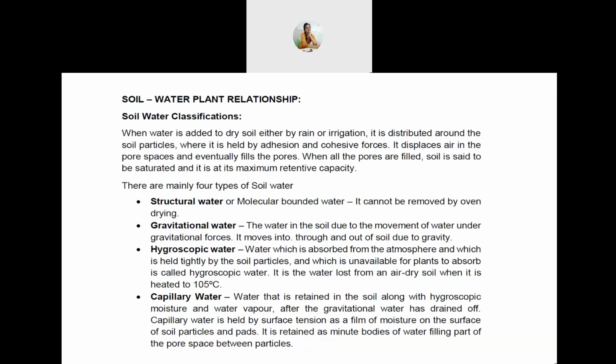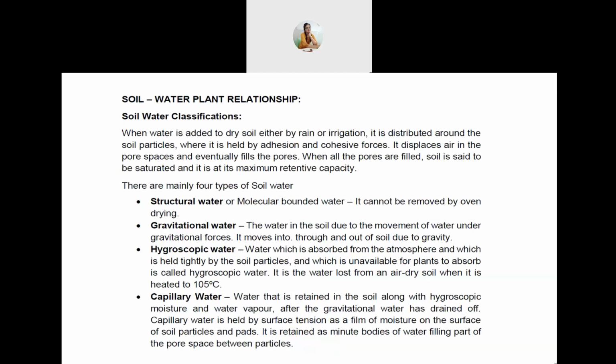Structural water or molecular bounded water, it cannot be removed by oven drying. Gravitational water, the water in the soil due to the movement of water under gravitational forces. It moves into, through, and out of soil due to gravity.